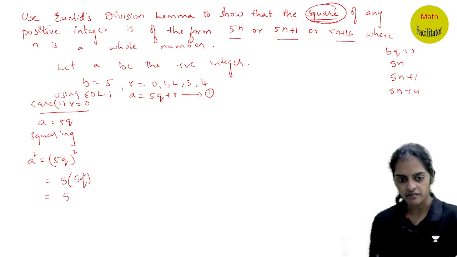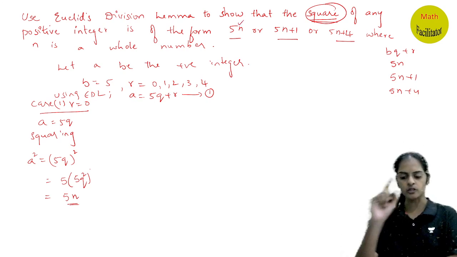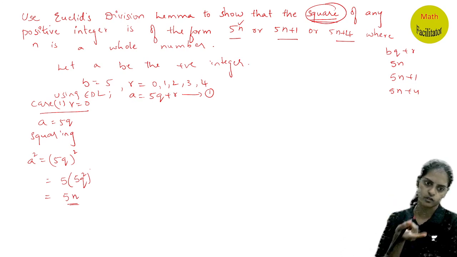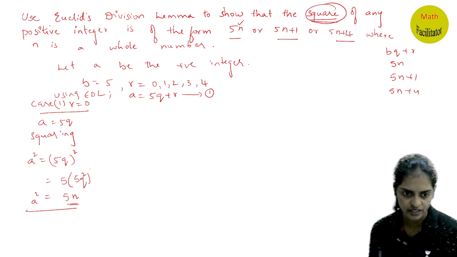So 5 into 5 square you can write as n. Why only n? Because that is given in the question. ఇంతకుముందు క్వశ్చన్ లో p ఇచ్చారు. సో p తీసుకున్నాం. ఇప్పుడు n ఇచ్చారు. ఏ లెటర్ ఇస్తే ఆ లెటర్ తీసుకోవాలి. ఓకే, సో స్క్వేర్ ఆఫ్ ద నంబర్ I wrote as 5n.